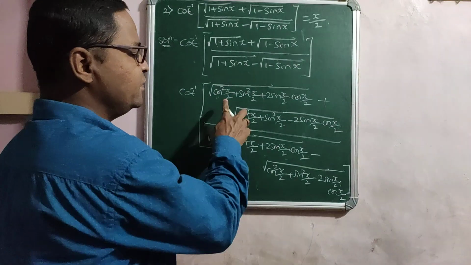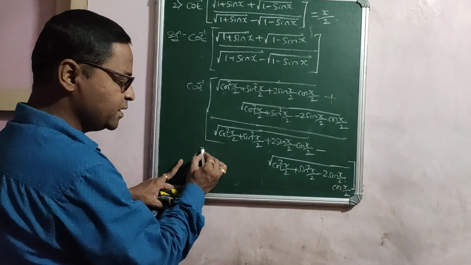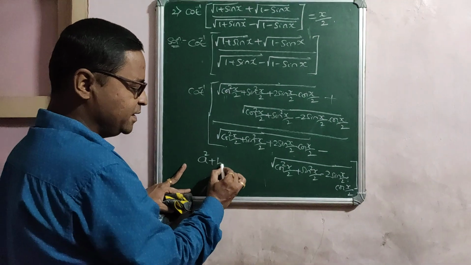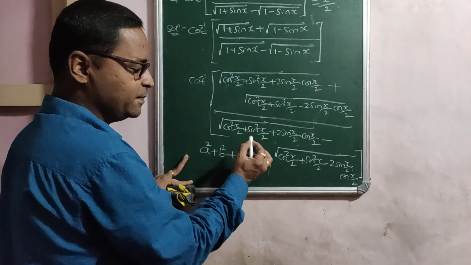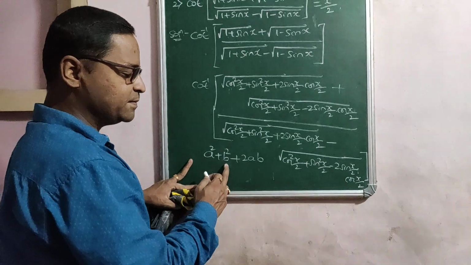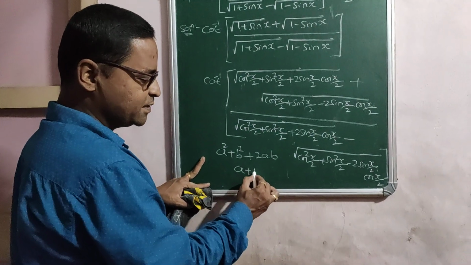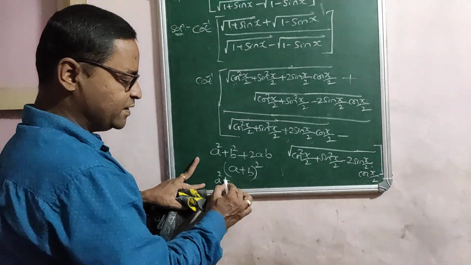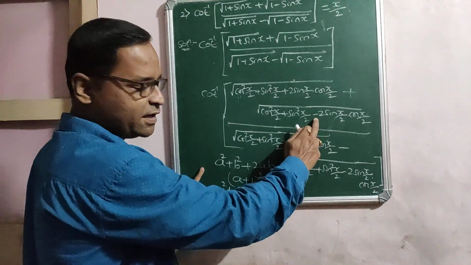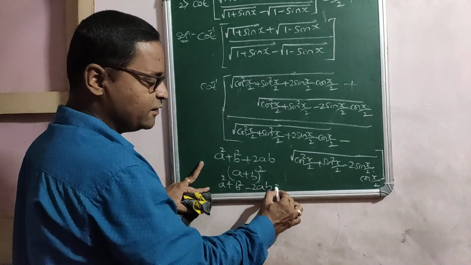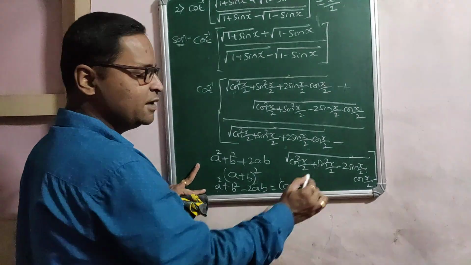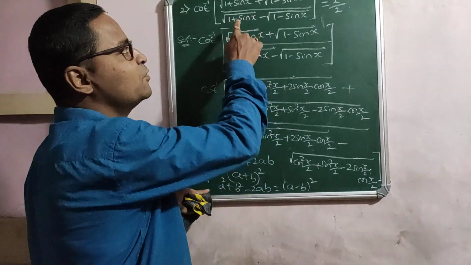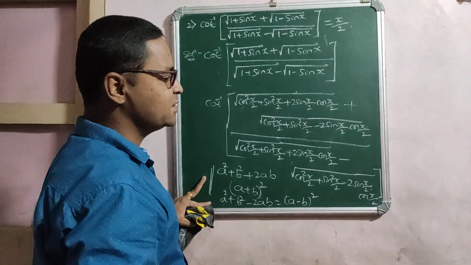Now when we observe this term, it is of the form a square plus b square plus 2ab. So we know that a square plus b square plus 2ab is nothing but a plus b whole square. Similarly, in another result we have a square plus b square, here we have minus 2ab. Therefore we will replace the term as a minus b whole square. So these are the two results we consider for proving LHS part is equal to RHS part.